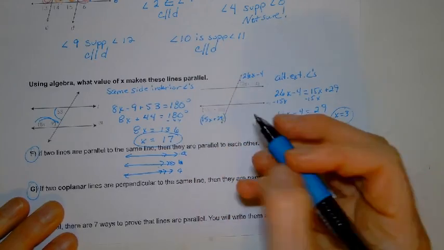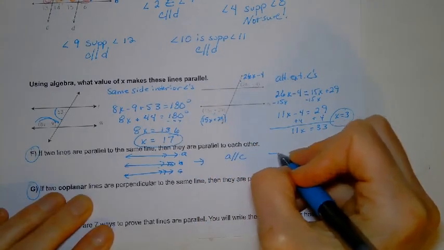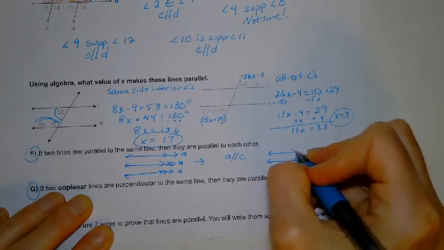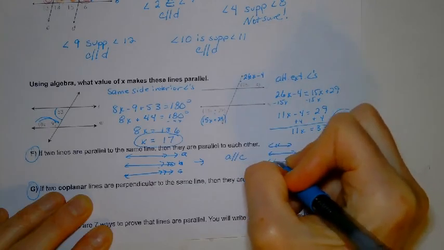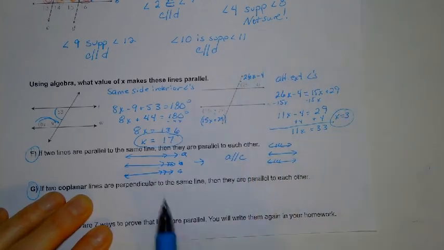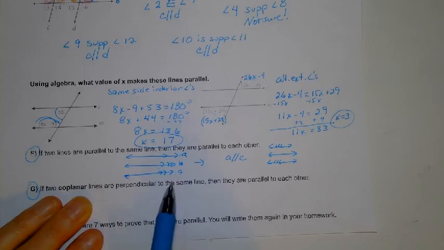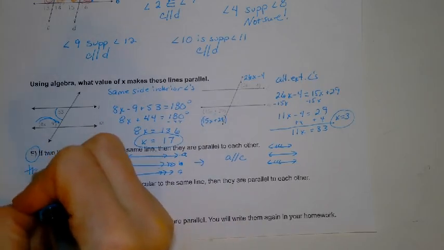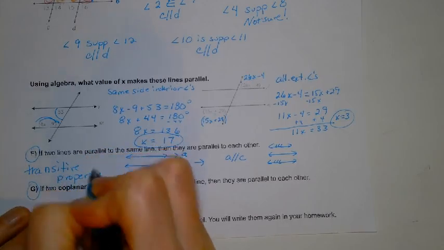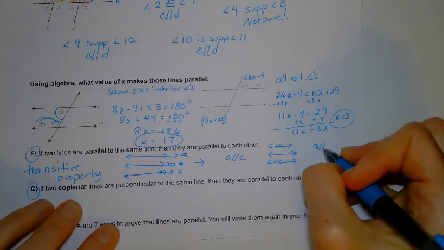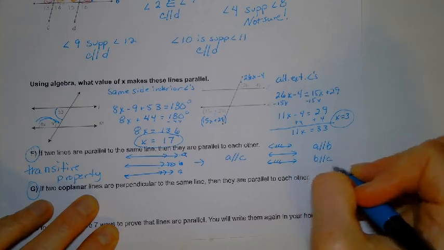So we can say A is parallel to C, or we could draw the picture. Okay? If A is parallel to B and C is parallel to B, they're both parallel to B. This is like the transitivity property. You can use the transitive property with parallel lines. So if A is parallel to B and B is parallel to C, we can say A is parallel to C. Okay? We've talked about that before.